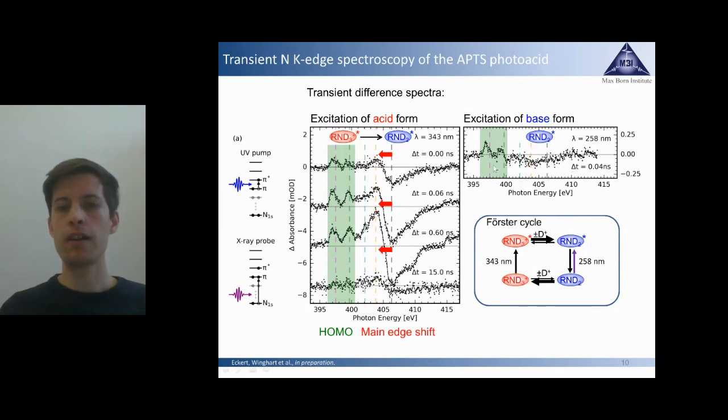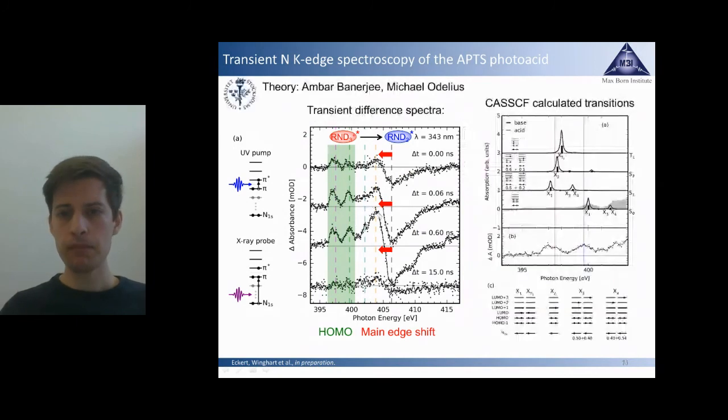And indeed, we find the same two pre-edge features here that we have identified also when starting from the ground state acid form. So our conclusion, also with the help of theory, where the group I mentioned has calculated the transitions that are relevant for this, is that we mainly see the excited base form here, characterized by these transitions to the pi-star, the pi HOMO. And the picture stays the same.